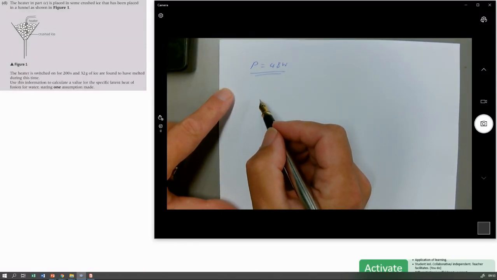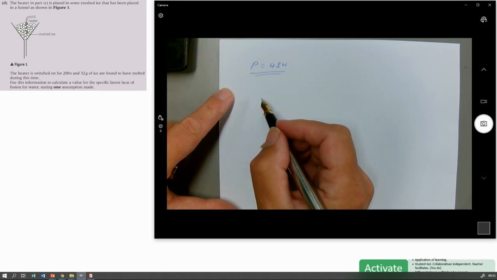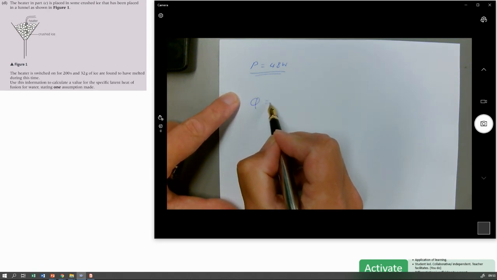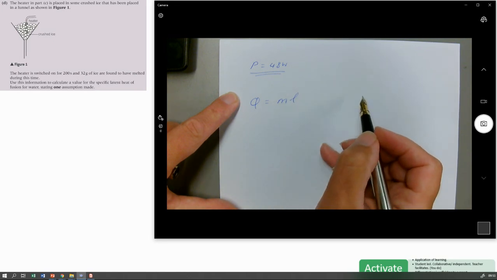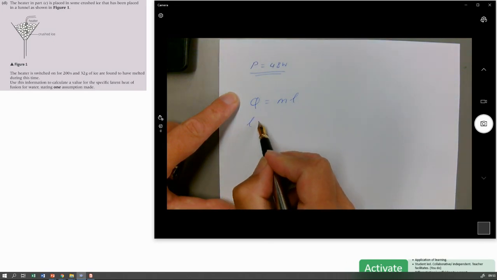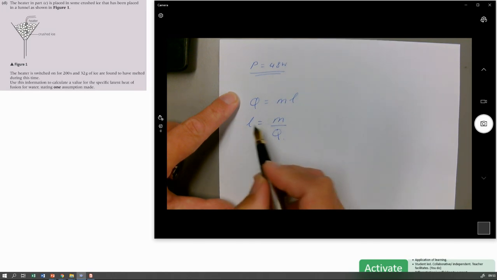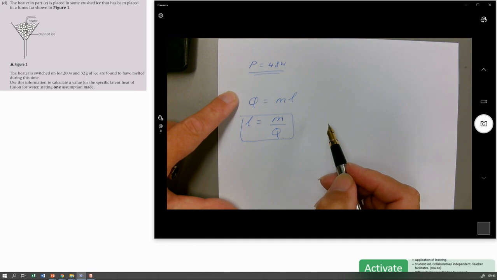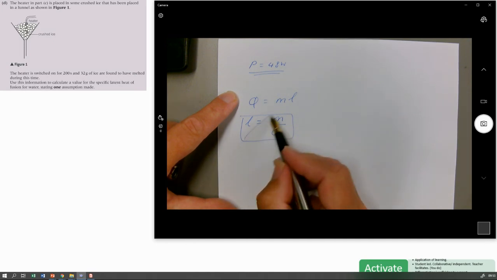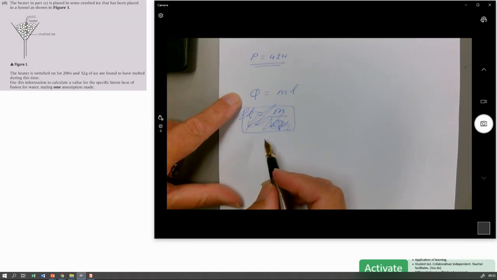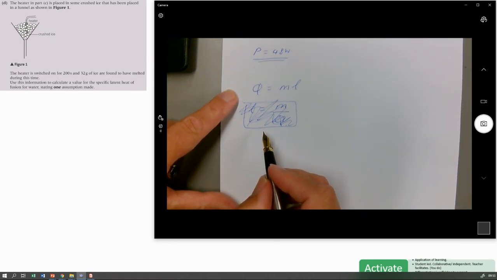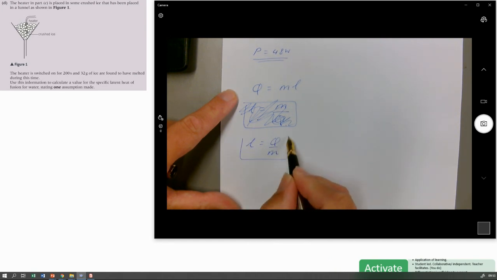And it's heating up some ice, and it's asking for the specific latent heat of fusion. So our formula is Q equals mL. We're looking for L. We don't know what that is, so that's going to be Q over M. Schoolboy error. Let's get this right. L is equal to Q over M. That's better.